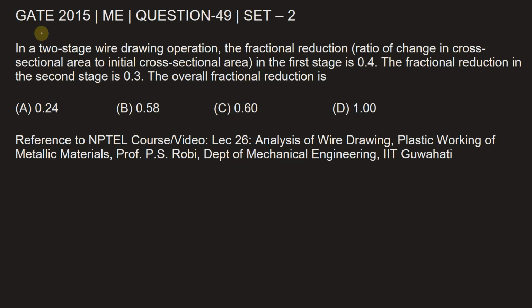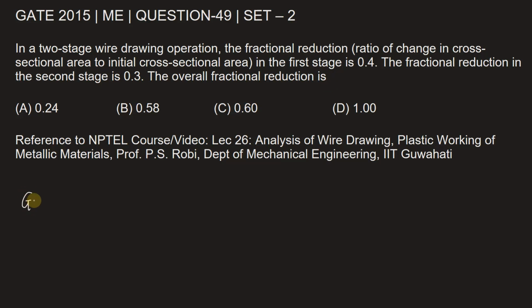This question is from GATE 2015 Mechanical Engineering paper set 2. Question number 49. In a two-stage wire drawing operation, the fractional reduction, the ratio of change in cross-sectional area to initial cross-sectional area, in the first stage is 0.4. The fractional reduction in the second stage is 0.3. The overall fractional reduction is dash.